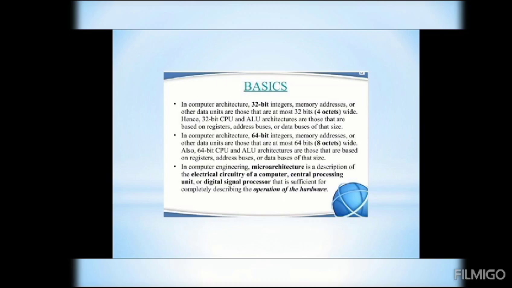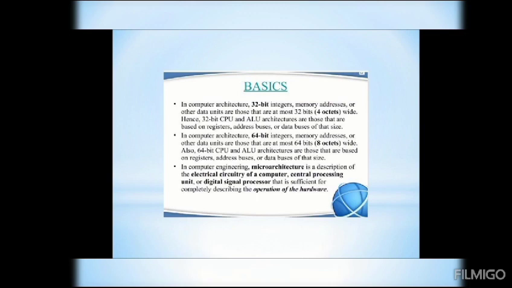Basics. In computer architecture, 32-bit integers, memory addresses or other data units are those that are at most 32 bits wide. Hence, 32-bit CPU and ALU architectures are those that are based on registers, address buses or data buses of that size. In computer architecture, 64-bit integers, memory addresses or other data units are those that are at most 64 bits wide. Also, 64-bit CPUs and ALU architectures are those that are based on registers, address buses or data buses of that size.